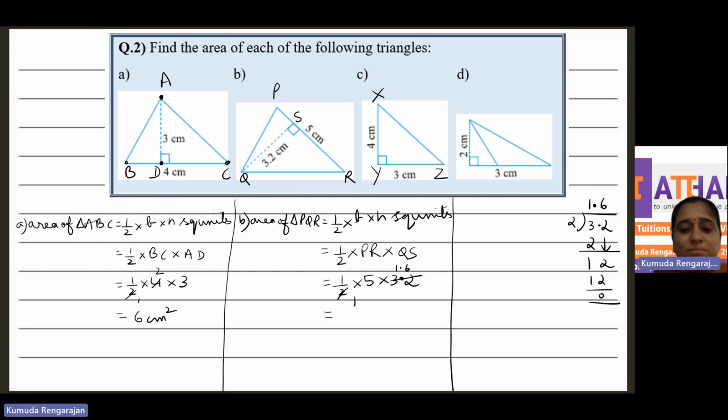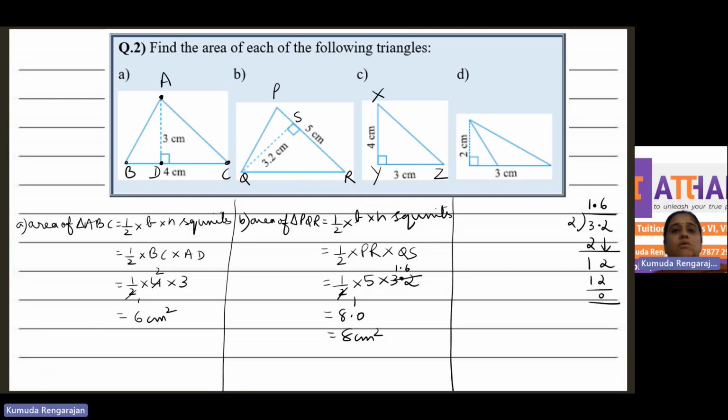You want to simplify 2 and 3.2, correct? You don't know how many times. So you divide and check how many times. And then answer is 8. You'll get 8.0 or 8 centimeters square. If you don't know how many times, you should divide and see.